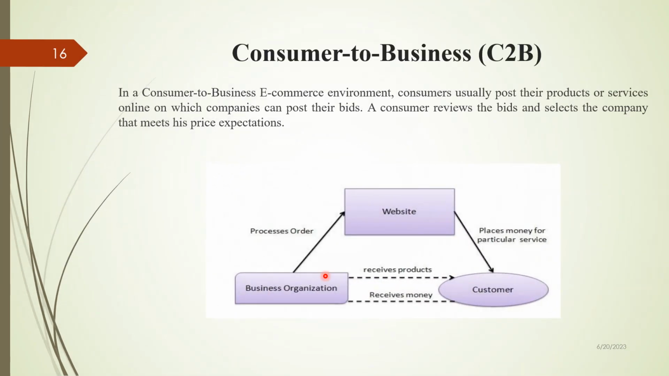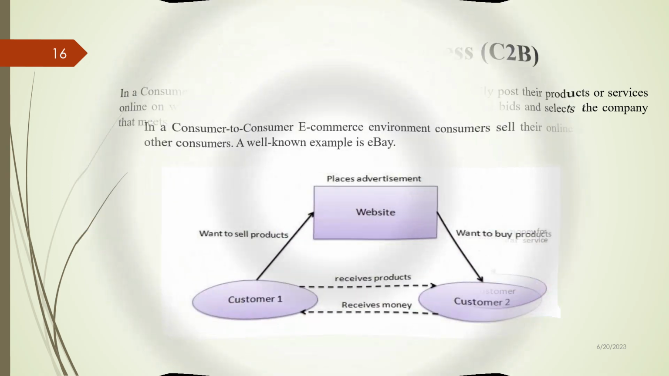We have consumer to business. In the consumer to business environment, consumers usually post their products or services online to the companies that post bids. The consumer reviews bids and selects the company that meets their price expectations. So we have a website here. This is the e-commerce platform, business organization. It's from the consumer to the business organization. Then we have slide number 17.